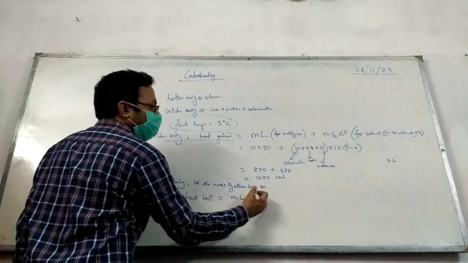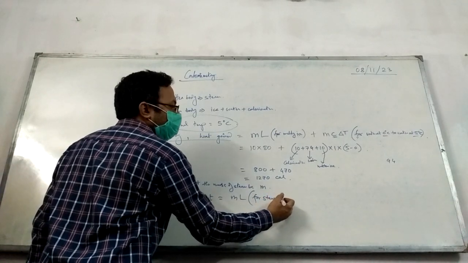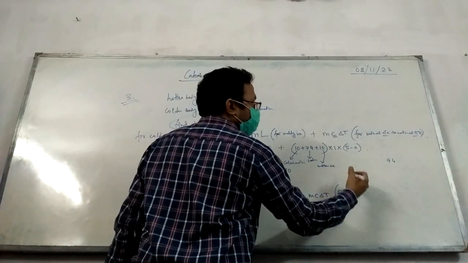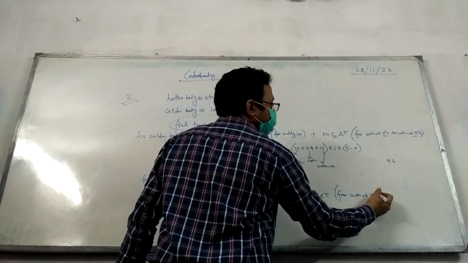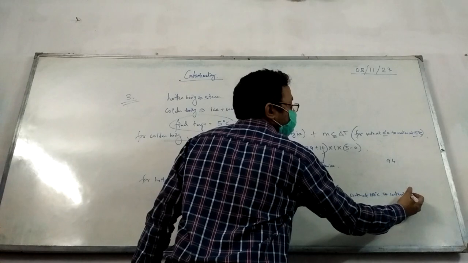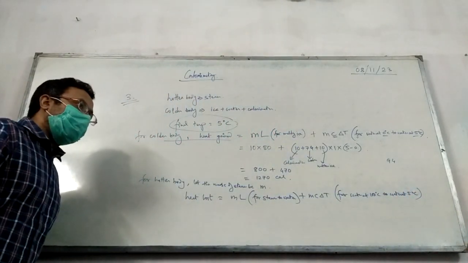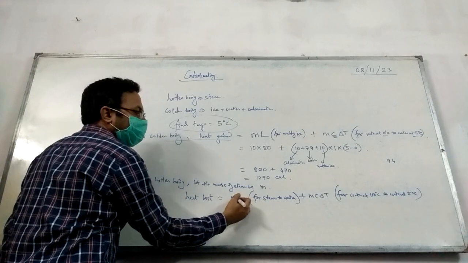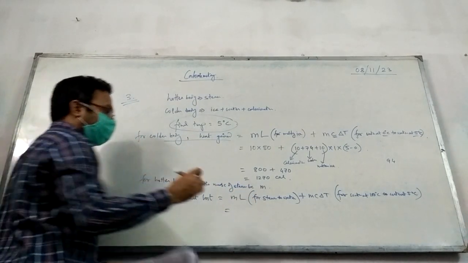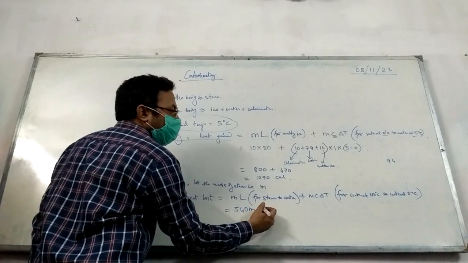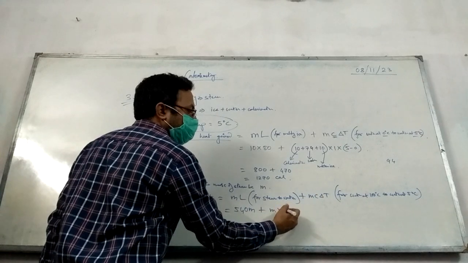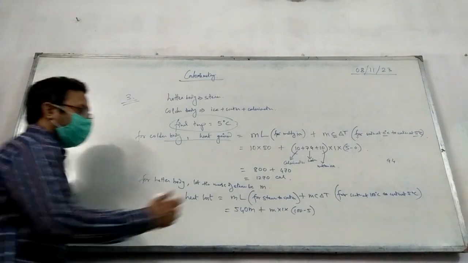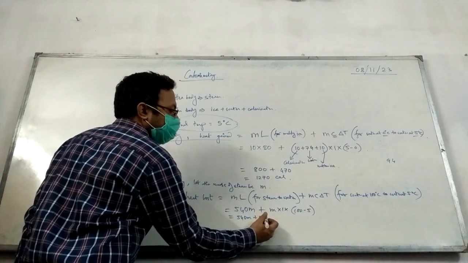So heat lost is equal to ml for steam to water, then mc delta t for water at 100 degrees Celsius to water at 5 degrees Celsius. Understood why water at 5 degrees Celsius? Because it is mentioned that the final temperature of the whole system is 5 degrees Celsius. So look, m is not known, but the latent heat of vaporization is given as 540. So 540 m plus m into the specific capacity of water, which is 1, into delta t, which is 100 minus 5, that is 95.